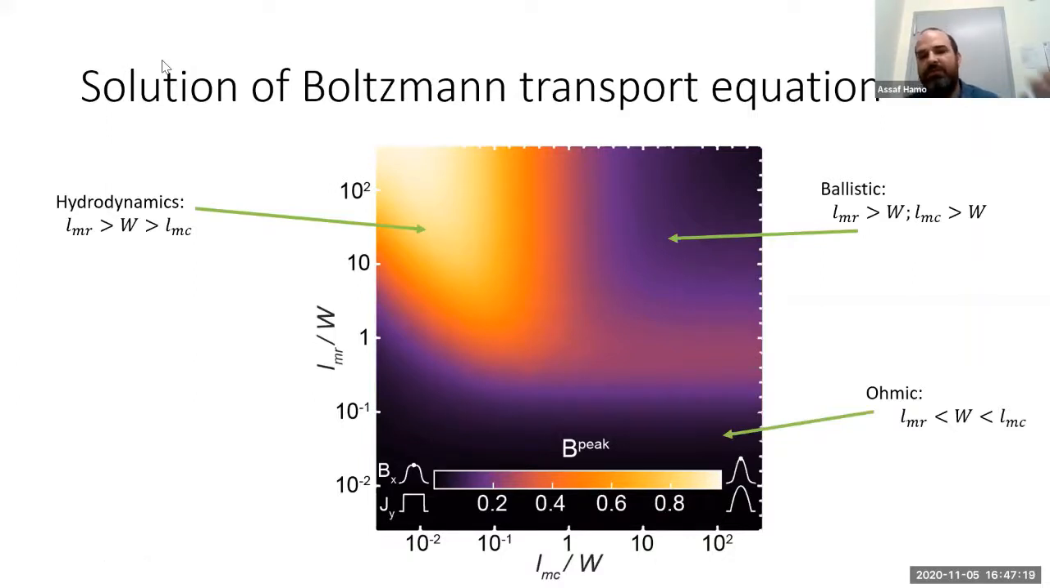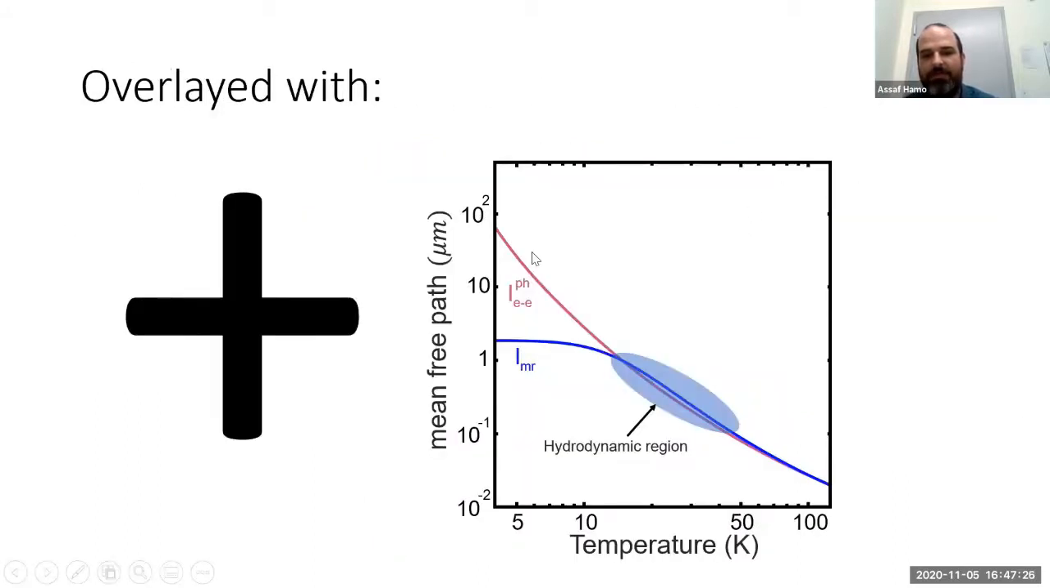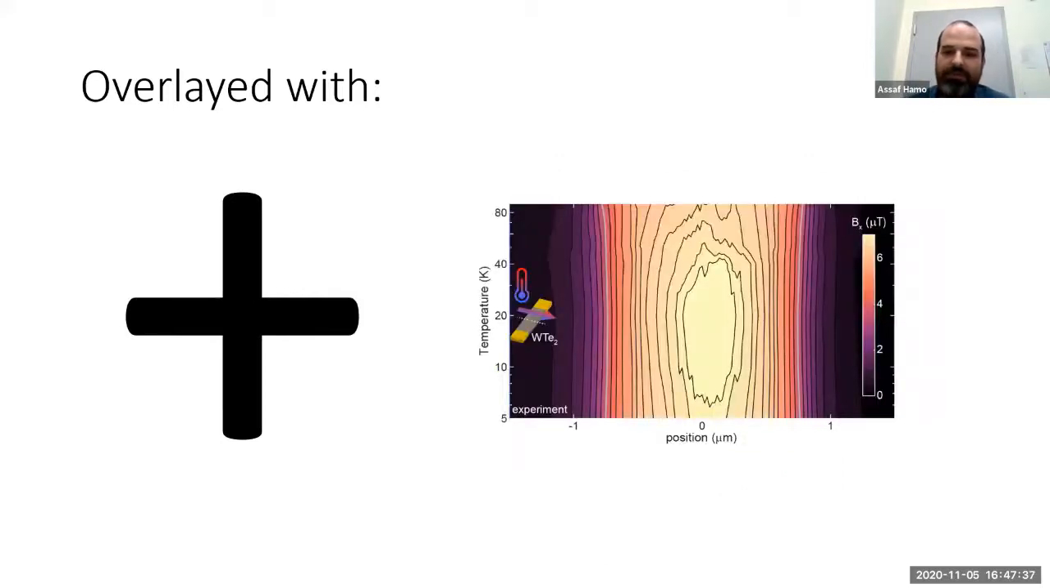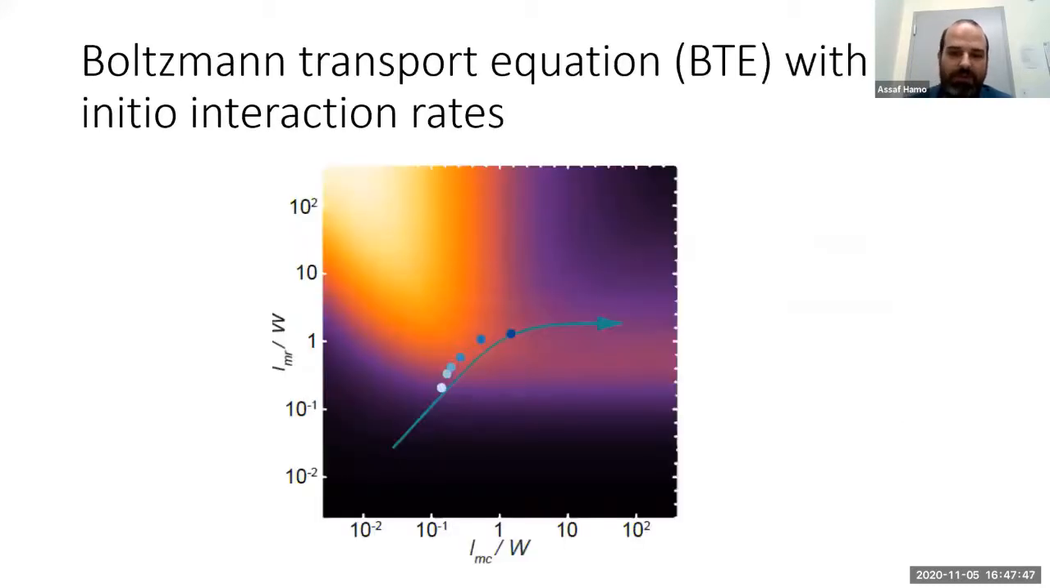And now what we can do is use the theoretical results that we got from the ab initio calculation. This is going to create a path in this phase diagram. Together with that, we also have the profiles that we got from the experiment, and we can fit those profiles with the Boltzmann transport equation. And this is what we got.